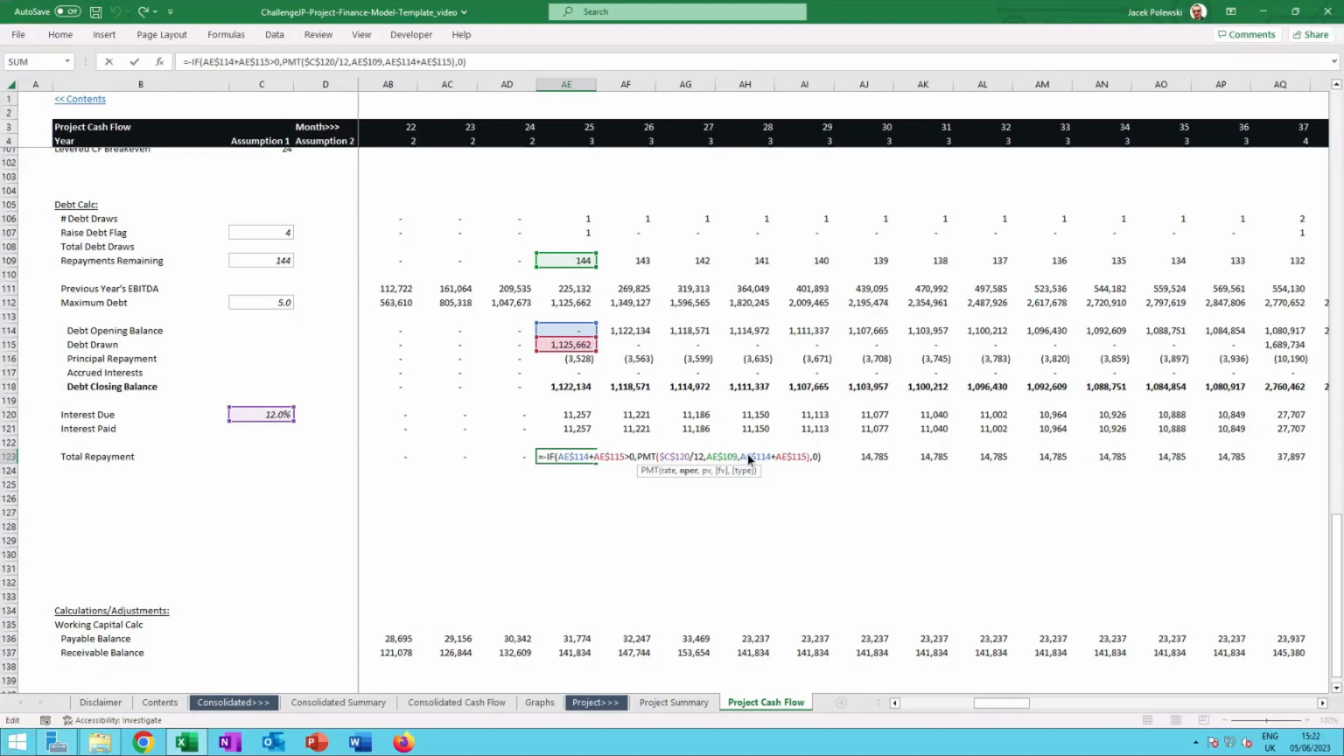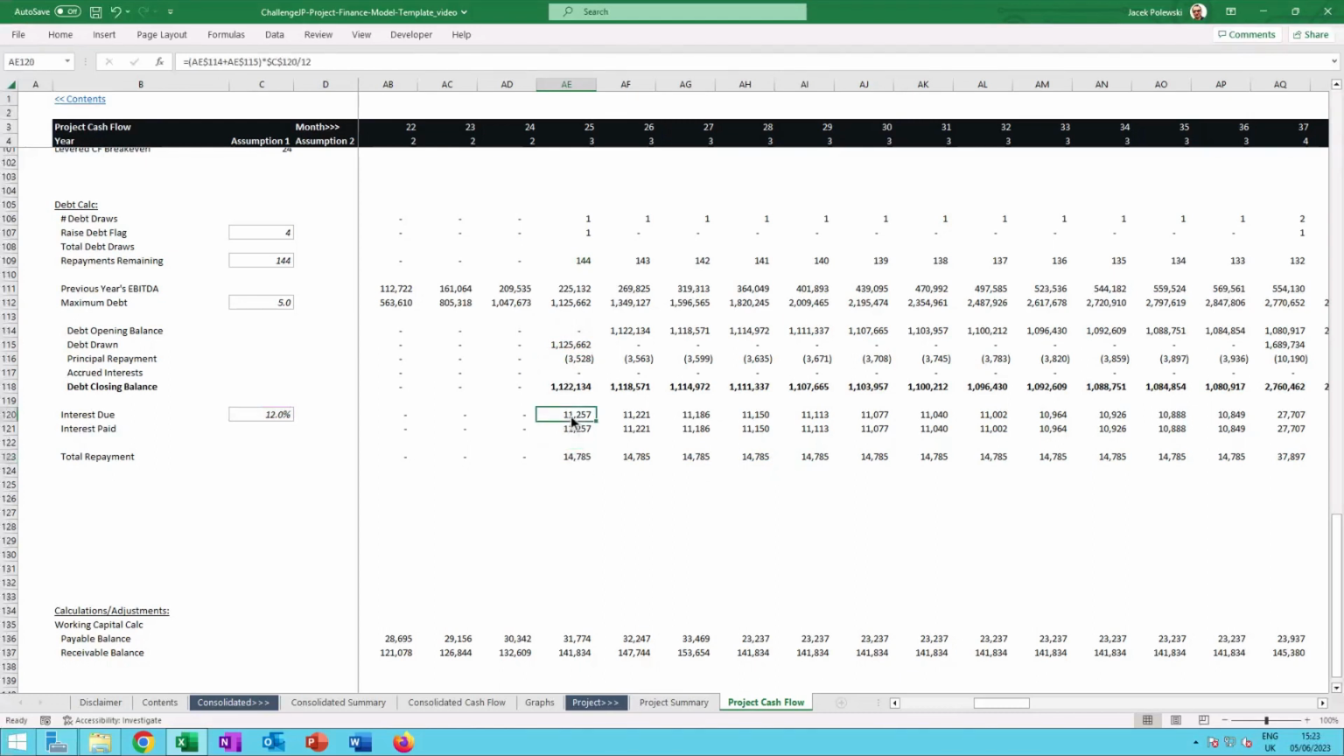And then the PV, which is just the amount of debt that you use as the basis for the PMT calculation. The debt is simply your opening debt balance plus any debt that you have drawn in a given month. Okay, so that gives you your payment calculation. So that's your total repayment.